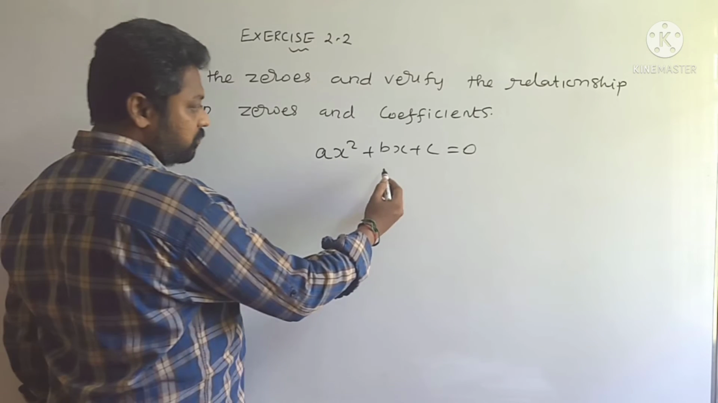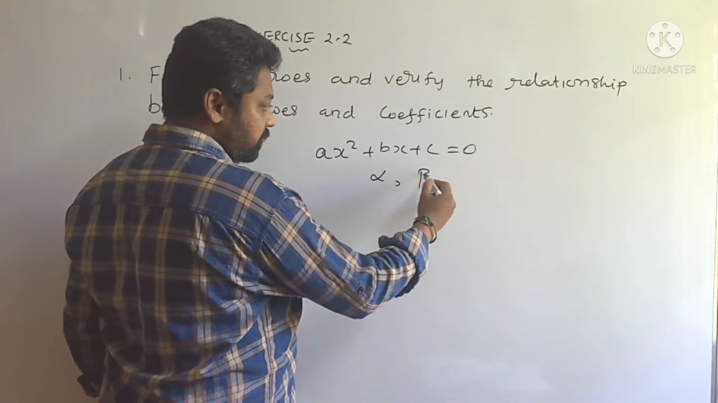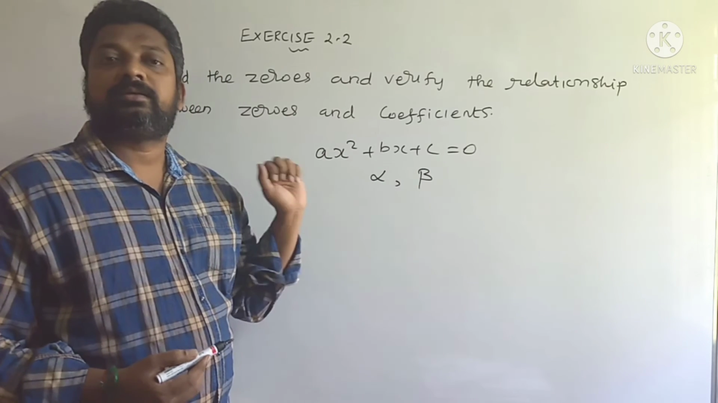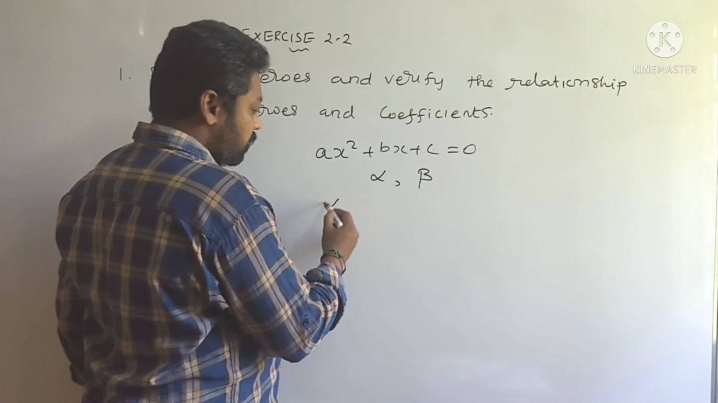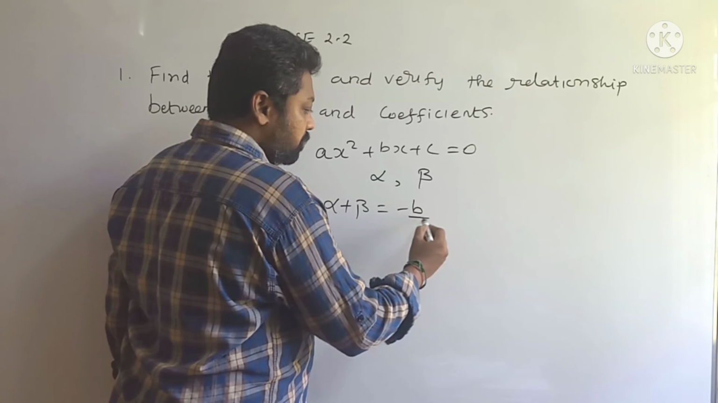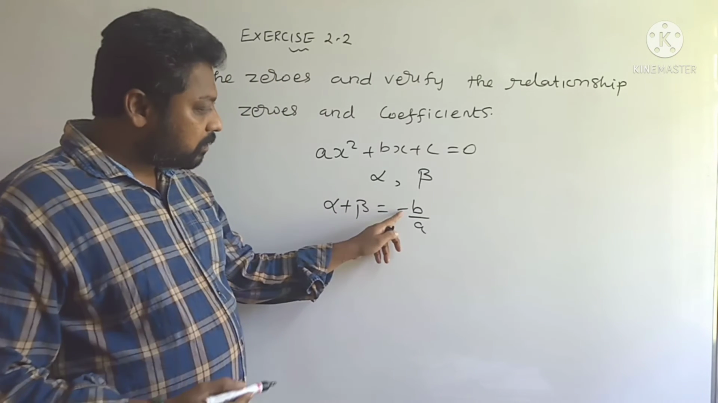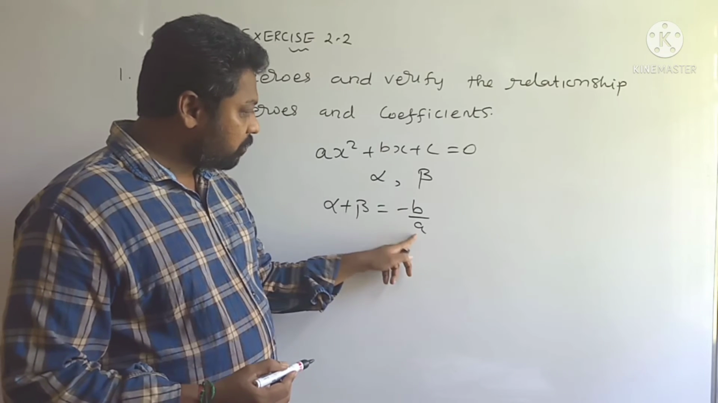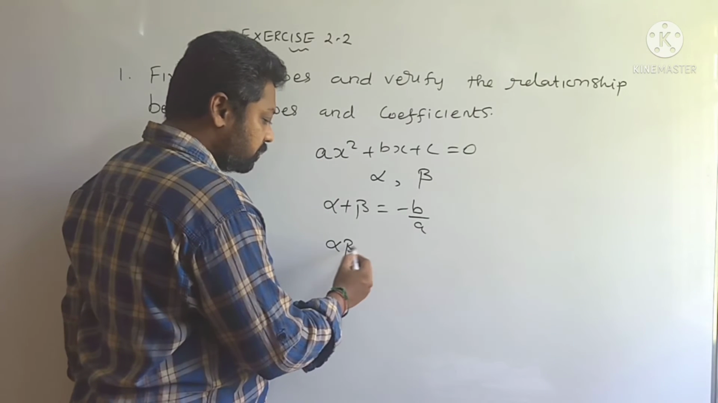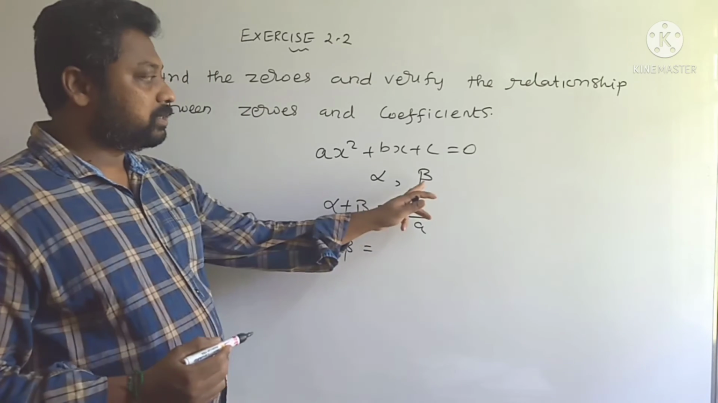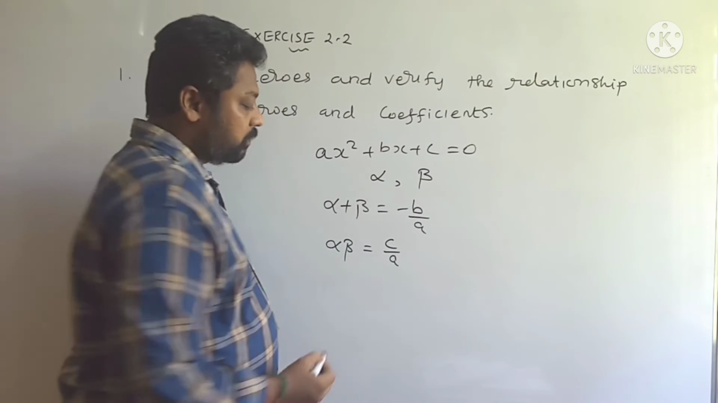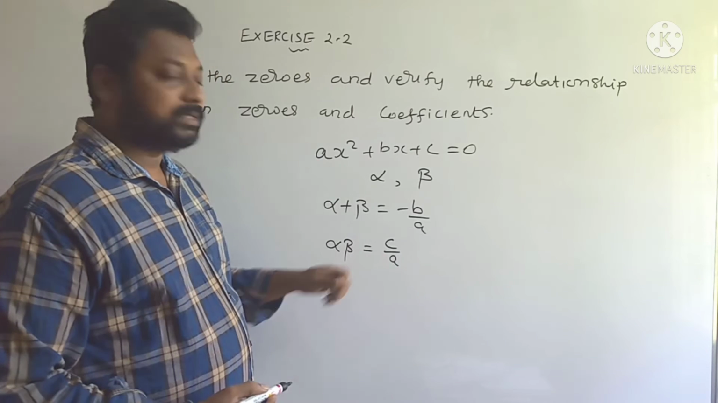Okay. Let the first solution be alpha and the second solution be beta. Now if we add the solutions, that is alpha plus beta will be equal to minus b by a, that is minus coefficient of x by coefficient of x square. At the same time, if we multiply the roots or solutions or zeros, we will get c by a, that is constant term by coefficient of x square.